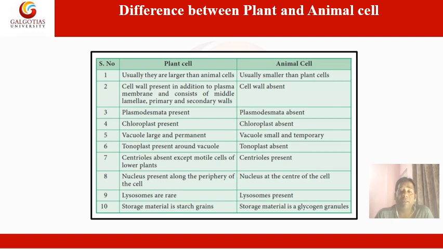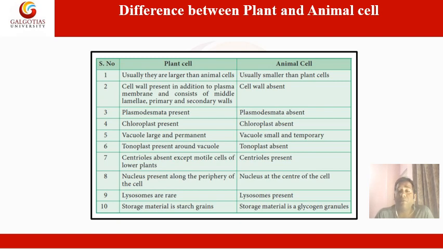Now the vacuole present in plant cells is surrounded by a membrane called the tonoplast. However, in the case of animal cells, the tonoplast is totally absent, or the vacuole does not have a proteinaceous membrane over it. Now the centrioles that are responsible for cell division are absent in plant cells, but centrioles are present in animal cells. Now the nucleus is towards the periphery of the cell in the case of plant cells, but the nucleus is mostly present at the center in the case of animal cells.